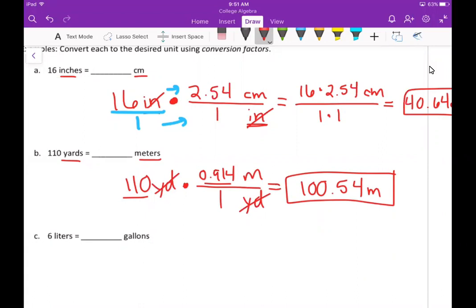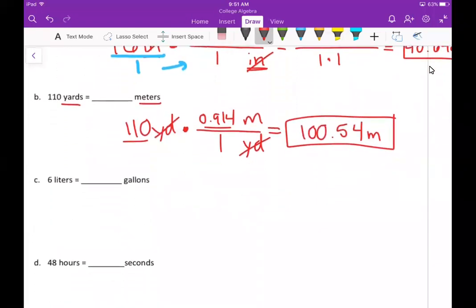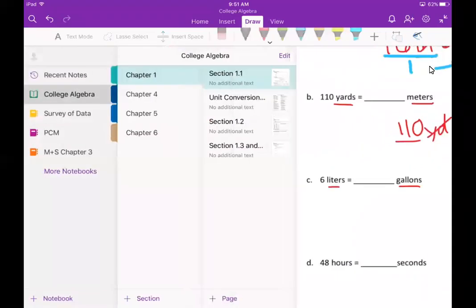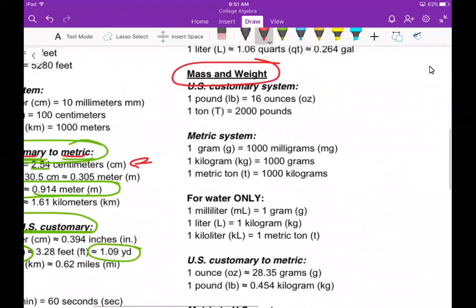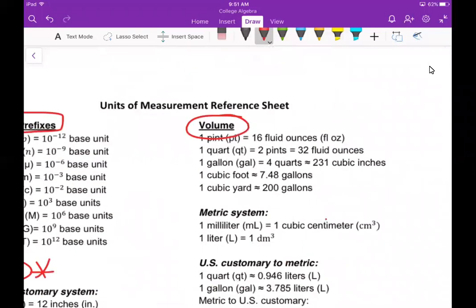All right, this next one here is liters to gallons. So I've got liters to gallons here, so I'm gonna have to go to a different section of my unit conversion sheet because liters and gallons are talking about volume. So let's see if we can get from liters to gallons. So I'm gonna go back to my unit conversion sheet, but this time I'm gonna go up to that volume section, which is in the top right corner.